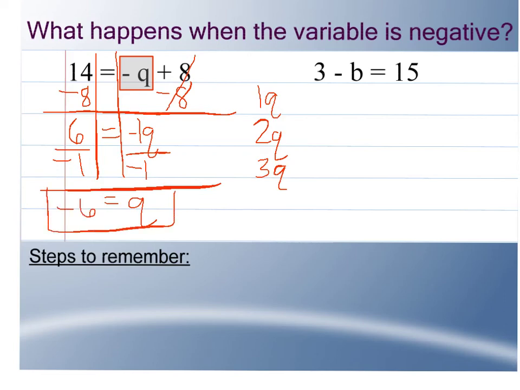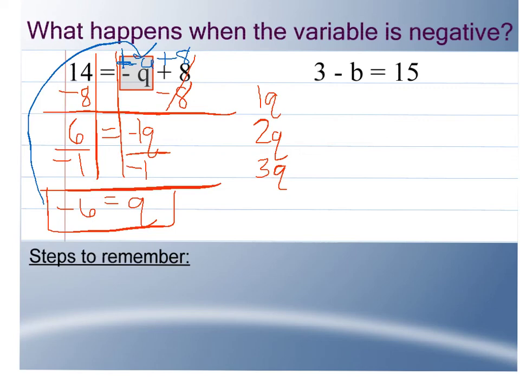And then do the mental check. If we did plug that back in for q, would we get the right answer? So it would be a negative 6 plus 8, which negative 6 really becomes the negative plus. So you're doing 6 plus 8 is 14. So you're right. Your answer is negative 6. Let's try this next one.